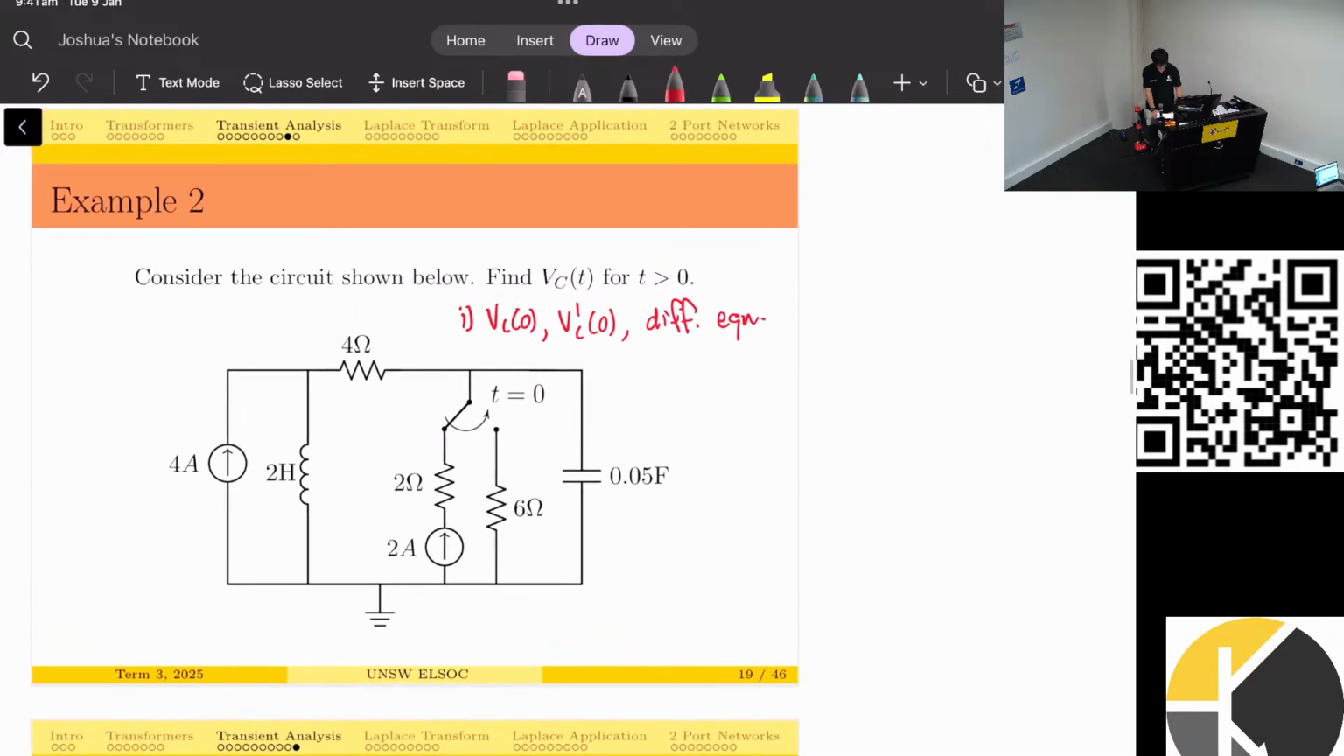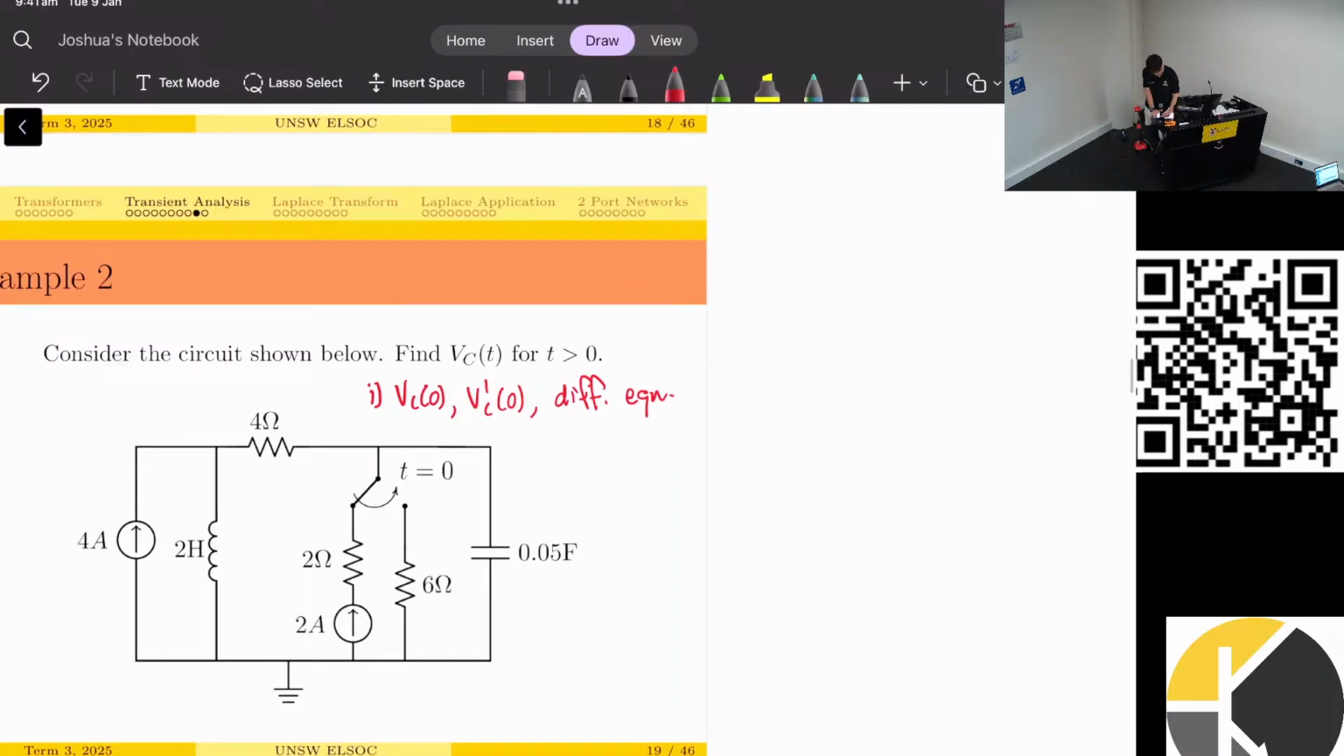So first thing, initial conditions, we need to draw the circuit for t is less than 0. What happens, like I said, is the inductor will be short-circuited and the capacitor will be open-circuited. So I'll just draw in the rest of the circuit. This is 4 ohms. At t less than 0, we'll have the switch here. So this is connected to a 2 ohm load and a current source.